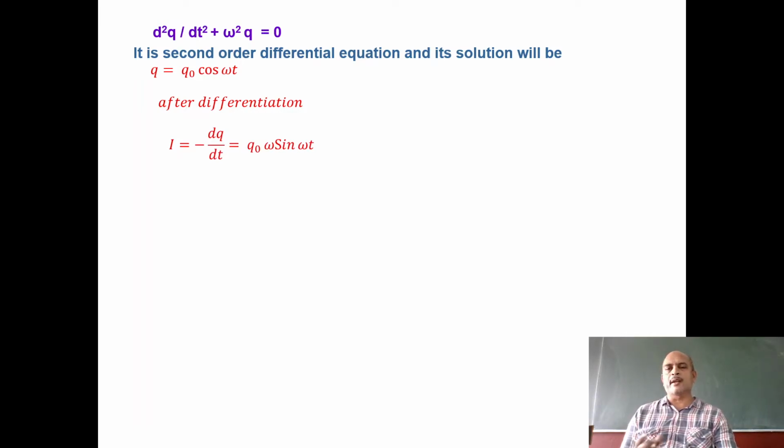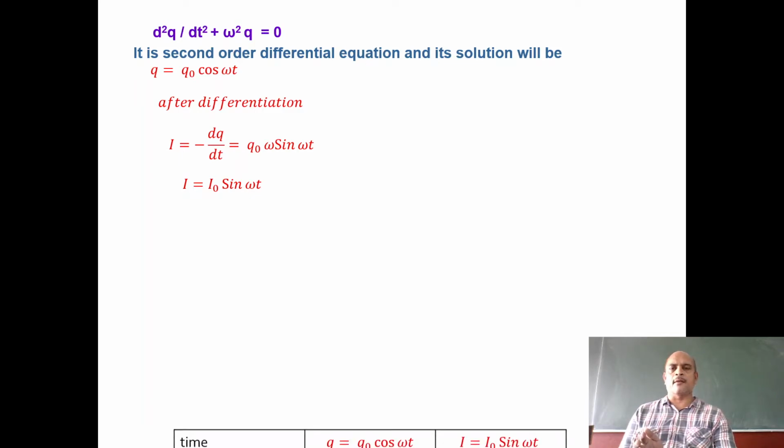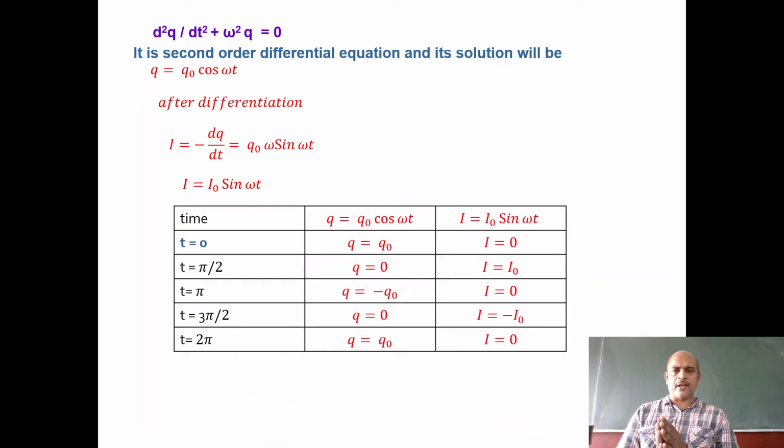Now after differentiation we can get I equal to minus dq upon dt, Q naught omega sin omega t. Why minus dq upon dt? Because when the charge increases in the capacitor, the current will decrease in the inductor. So now I is equal to I naught sin omega t. There are two equations, one for charge in the capacitor, second for current in the inductor. So we can cross check here that at t equal to 0, q equal to q naught, and the current in the inductor is 0.